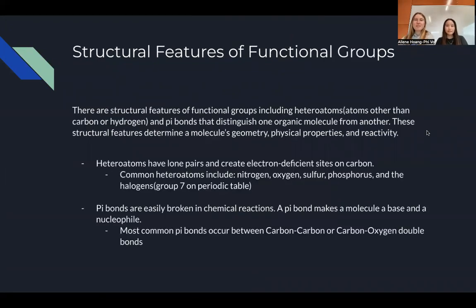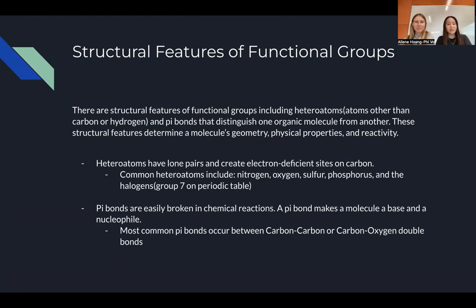Next are the structural features of functional groups. There are several structural features of functional groups, including heteroatoms, which are atoms other than carbon and hydrogen, and pi bonds that distinguish one organic molecule from another. These structural features determine a molecule's geometry, physical properties, and reactivity. Heteroatoms have lone pairs and create electron-deficient sites on carbon. Common heteroatoms include nitrogen, oxygen, sulfur, phosphorus, and the halogens, which are group 7 on the periodic table.